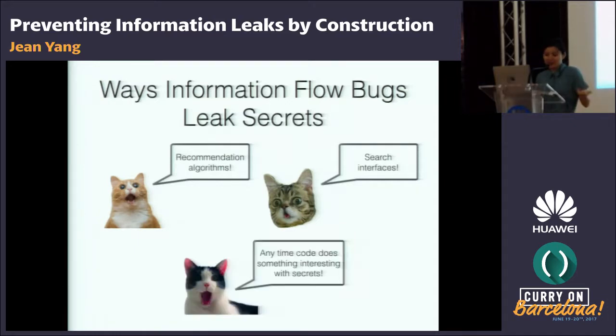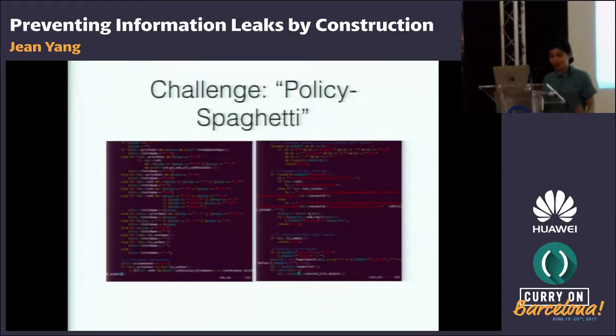And also, basically, anytime code does anything interesting with secrets, there's this potential that the interaction of sensitive data with the code can leak information. And this isn't surprising, because the challenge we have to deal with is what people call policy spaghetti.